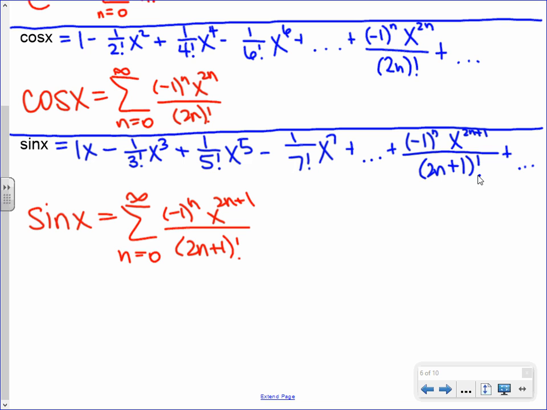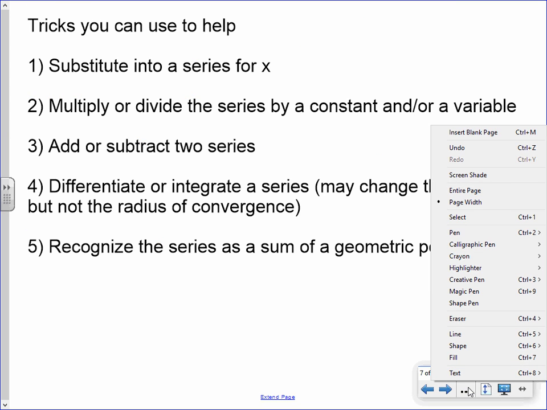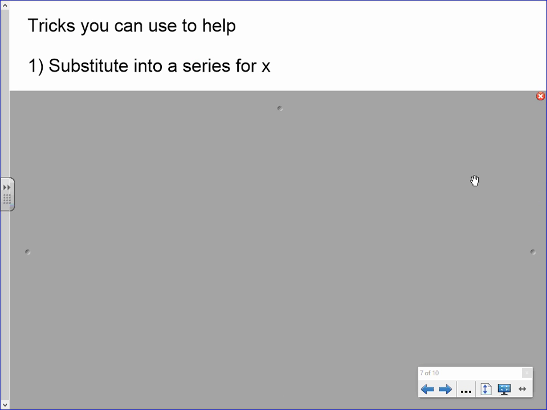So, why am I making you remember these? It's going to help us when we have functions that either incorporate this or something is plugged into one of these. For example, we can substitute into a series for x. I'll show you what I mean by going back to the very first example that we did.